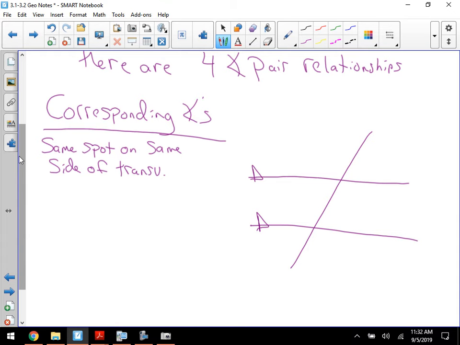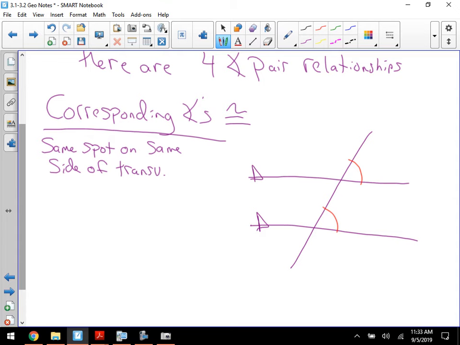Okay. What I mean by that is top right has to correspond to top right. In my diagram on the whiteboard, angle 2, angle 6 correspond to one another. Those corresponding angles are congruent. Top right, top right. That's what it means to be corresponding. You're in the same position.